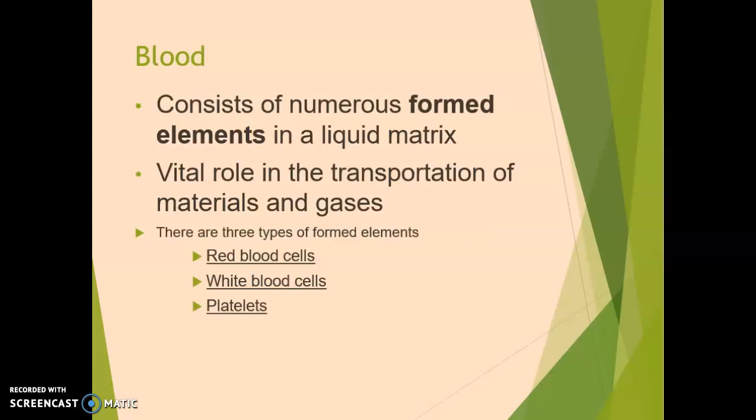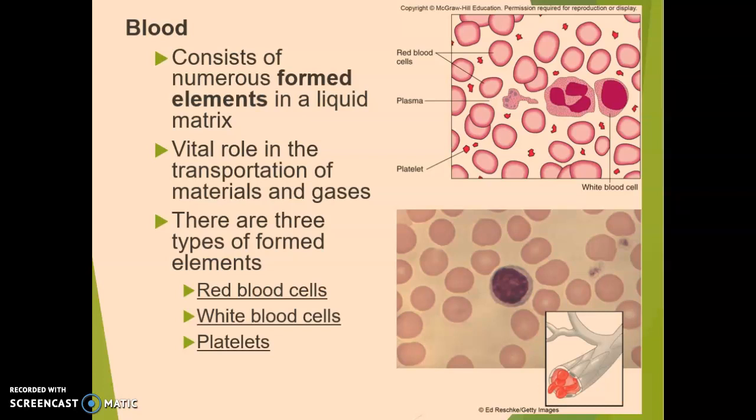Blood consists of numerous formed elements in a liquid matrix. Blood is the only liquid tissue that we talk about. It plays a vital role in the transportation of materials and gases. There are three types of formed blood elements: red blood cells, white blood cells, and platelets. You need to know the difference between red blood cells, white blood cells, and platelets. I'm going to stop here and then pick back up for the rest of this in a different video.